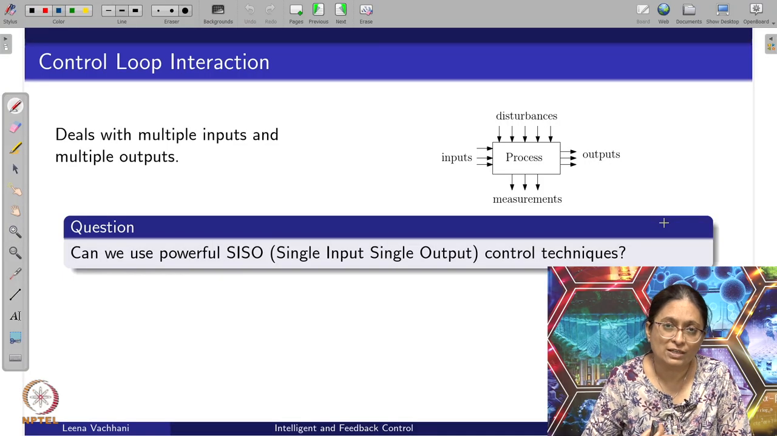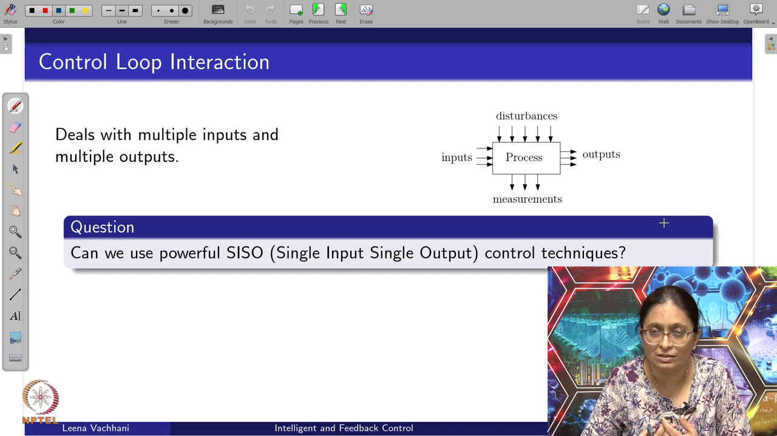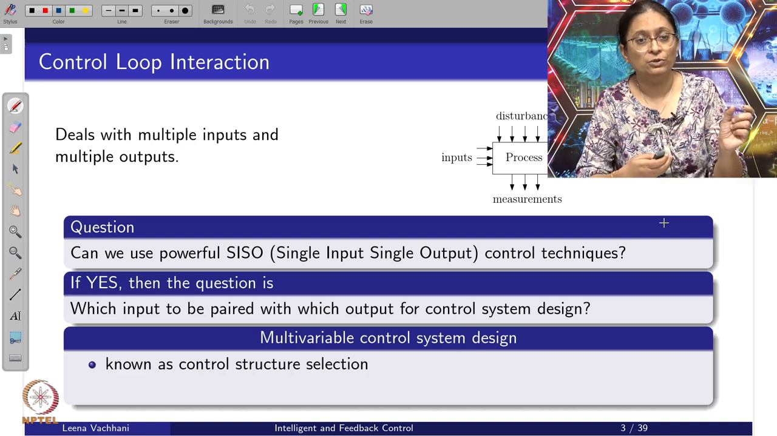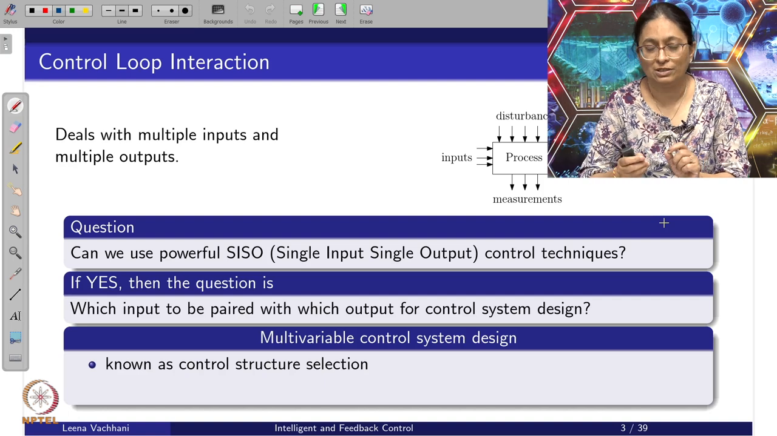It deals with MIMO systems, which definitely deal with multiple inputs and multiple outputs, and also multiple disturbances appearing in the system. We also look into multiple measurements taken from this process plant MIMO system. So our question always is whether we will be able to use these powerful SISO methods, which are more or less giving a simplified design in terms of PID controllers. If that is the possibility, then we have to figure out which input is to be paired with which output for the control system design.